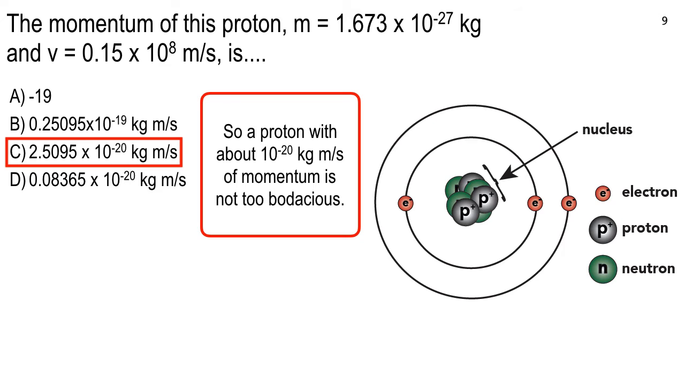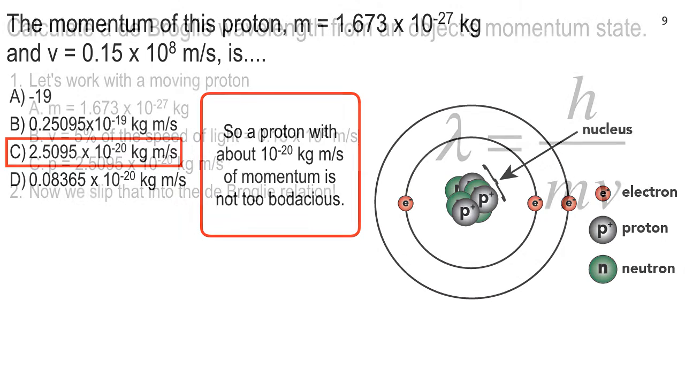Okay, and so we're going to be doing some more momentum calculations here. Excuse me. That's what always happens when I drink soda pop. I always burp. Anyways, 10 to the minus 20 kilogram meters per second is a good range.